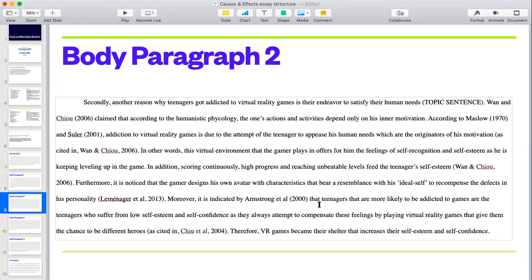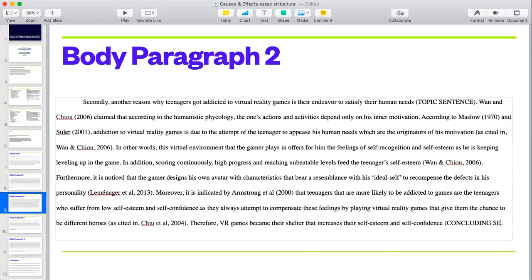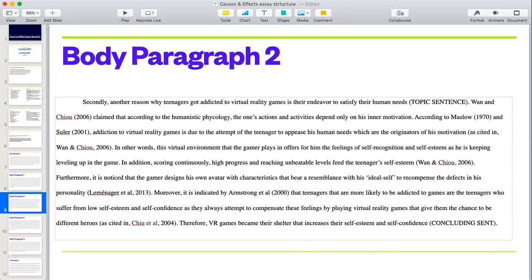"Moreover, it is indicated by another source," which is adding to the other sources. Let's move on to the last sentence. "Therefore, VR games became their shelter that increased their self-esteem and their self-confidence." So this is the concluding sentence that she ended her paragraph with. Okay, so again, she's following the same structure. Start with a topic sentence, end with a concluding sentence. In the middle, I have synthesis, I have citation, I have several sources, I have examples, evidence, everything is clear.